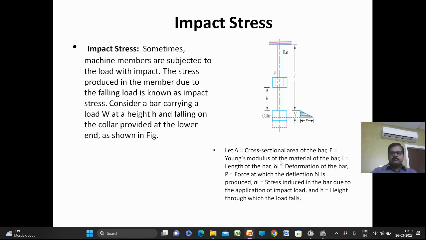For the derivation purpose, let us take the cross section area of this bar as A and length L. Delta L is the deformation of the bar. P is the force at which the deflection delta L is produced, that is the equivalent gradually applied load. Sigma I is the instantaneous stress produced due to this impact load, and H is the height through which the equivalent load P falls.